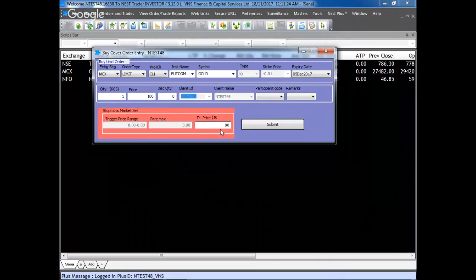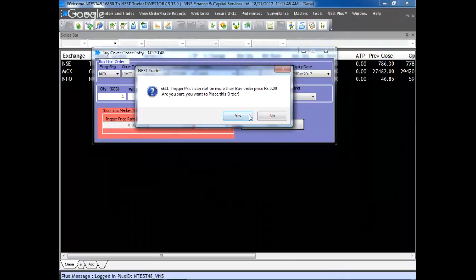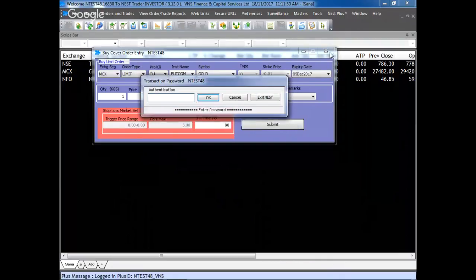Before entering your stop loss, just make sure that your stop loss is within the predefined range. When the market will be open, you will get a range in this box where you can enter your stop loss price. So in the cover order, I have to enter my buying price, my order type, and my stop loss. Once done with this, you can simply click on submit and then enter. And this is how a cover order works.